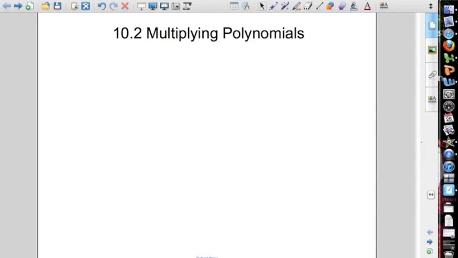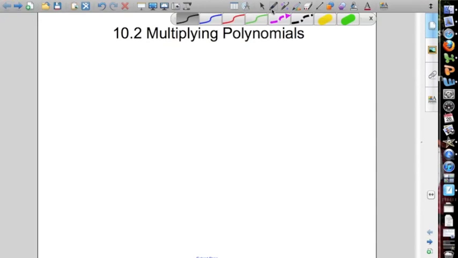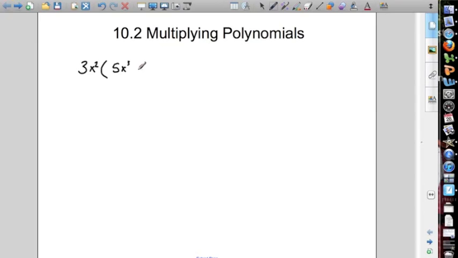Today we're going to multiply polynomials. Yesterday we added and subtracted them, and today we're going to multiply them. Now there are different things that you can have there. You could have a situation where you had a monomial, like 3x squared, and you were trying to multiply it by, say, a trinomial. Let's just say it's 5x cubed plus 3x plus 4.